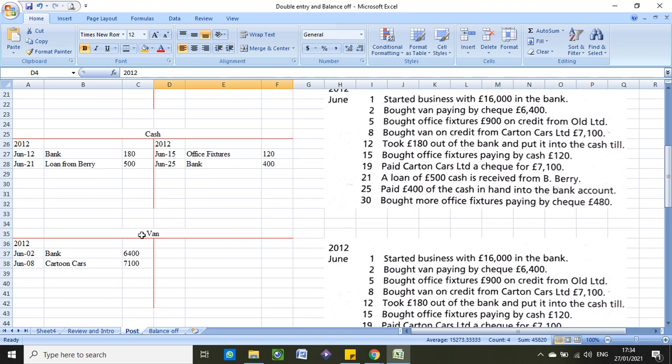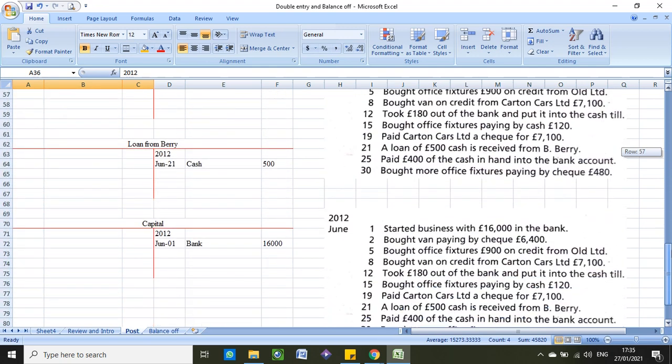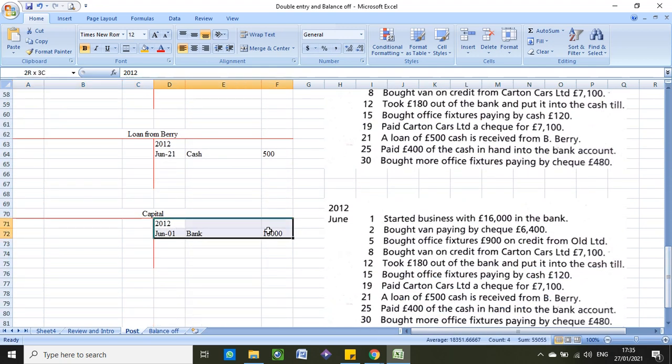So van, debit side. Now, why did we debit the van? Well, we debit the van account because we just purchased a van, and this particular account is categorized as an asset account, and we want to increase this because now we have a van in our business. Let me just bold this to make sure I cover all the transactions.